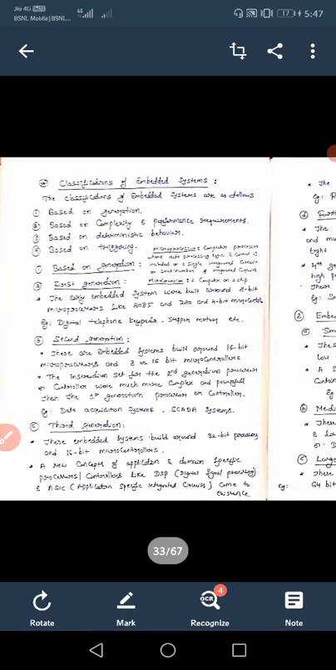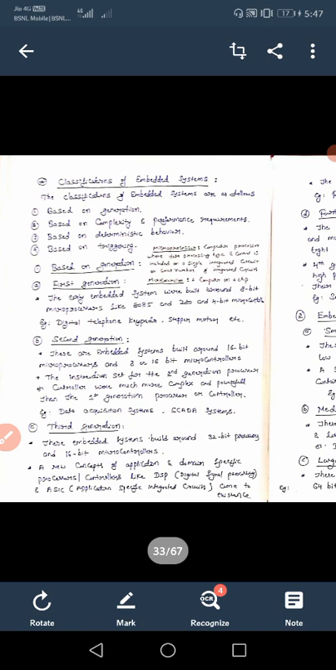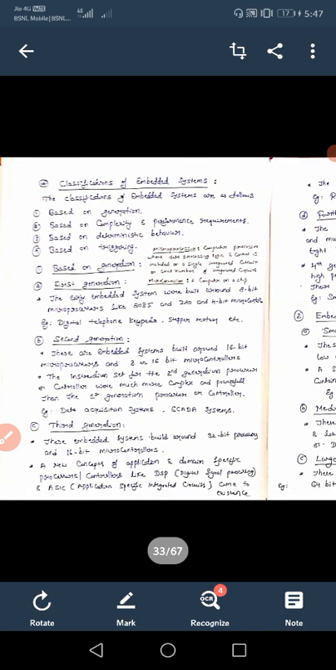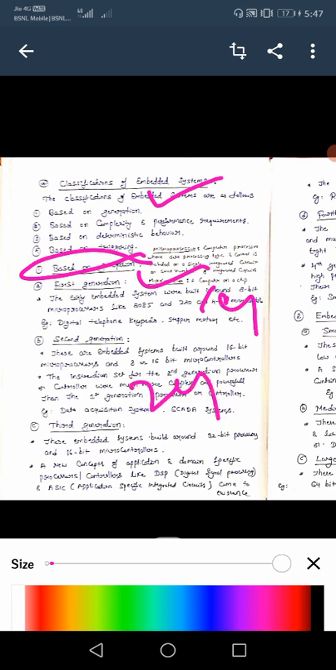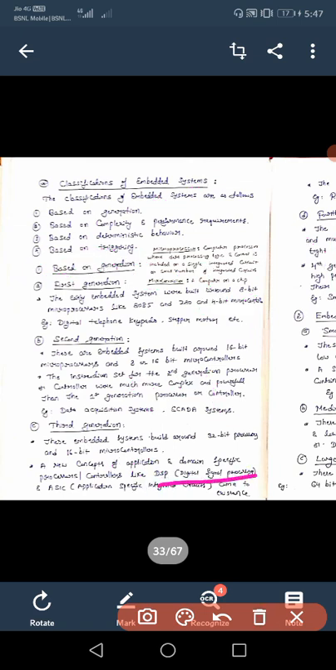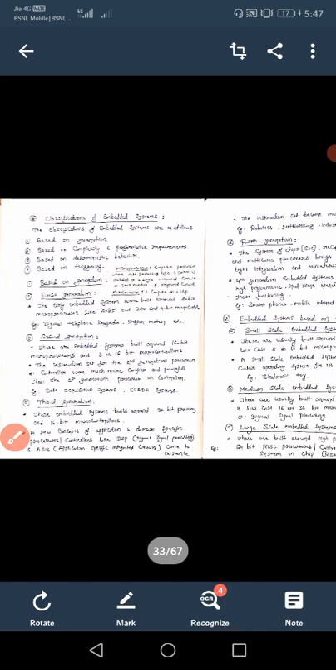Next, classification of embedded system. Explain the classification of embedded system based on generation, they have given. We have 2 types, based on generation and based on complexity. So we should see based on generation: first generation 1G, second generation 2G, third generation 3G, fourth generation. Like this you should write the answer. There are many bases, but we will write only based on generation. For that you will have 6 marks: first generation, second, third, fourth.